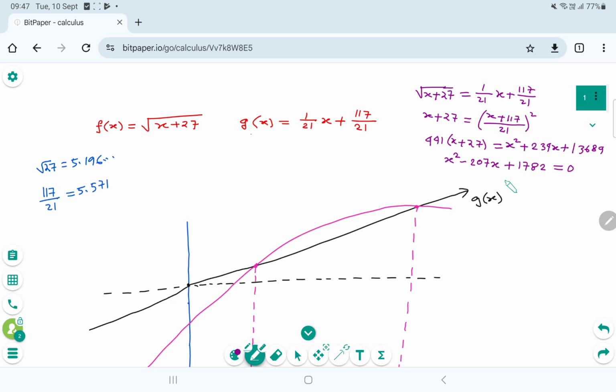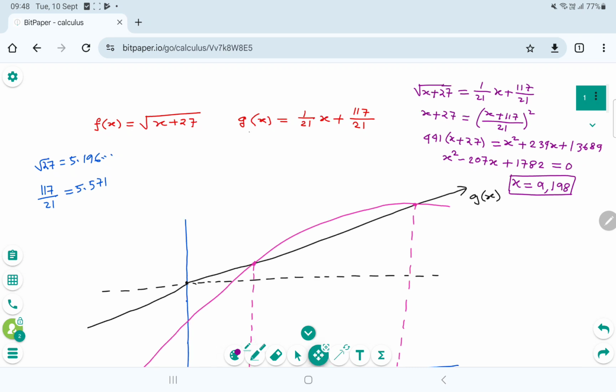Let's see, 198 into 207. After solving, you have to use the quadratic formula. If you use the quadratic formula, you will get 9 and 198. Correct? Okay. Perfect.